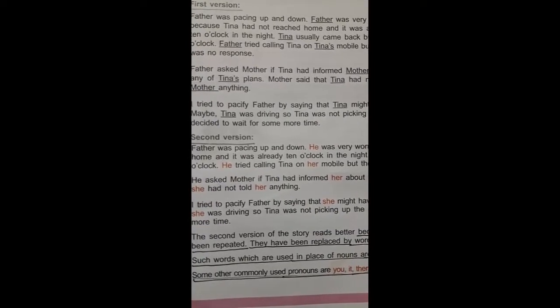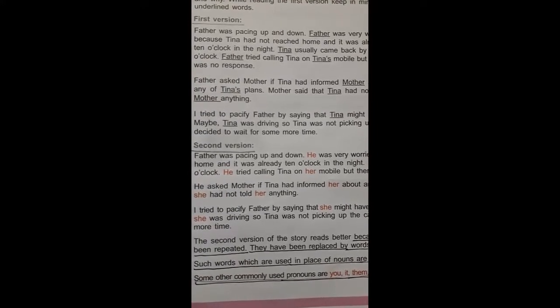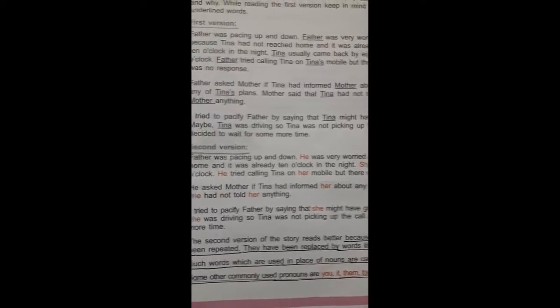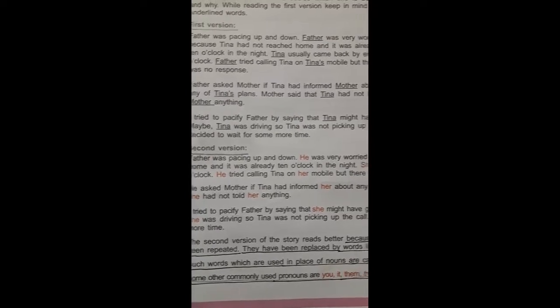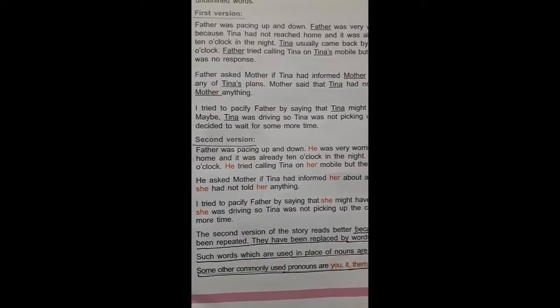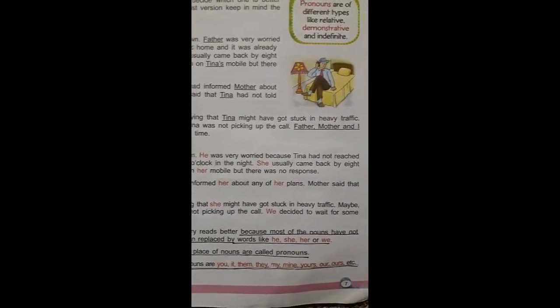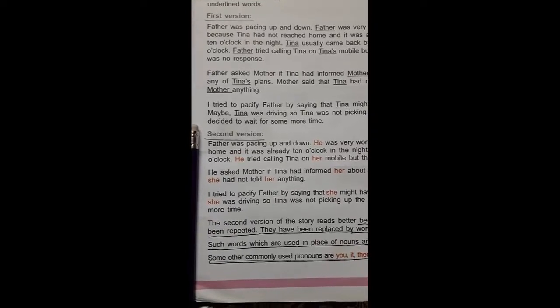Father tried calling Tina on Tina's mobile, but there was no response. Father asked Mother if Tina had informed Mother about any of Tina's plans. Mother said that Tina had not told Mother anything. I tried to pacify Father by saying that Tina might have got stuck in heavy traffic. Maybe Tina was driving, so Tina was not picking up the call. Father, Mother and I decided to wait for some more time.